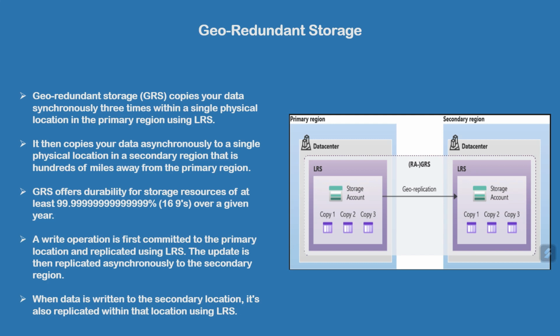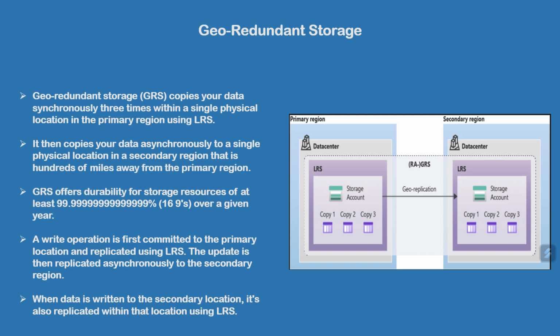Now GRS offers redundancy to the power of 16 nines, that is 99.99 up to 16 nines over a given year, and becomes more durable compared to LRS or ZRS. A write operation is first committed to the primary location and replicated using LRS. The update is then replicated asynchronously to the secondary region. When data is written to the secondary location, it's also replicated within that location using LRS.